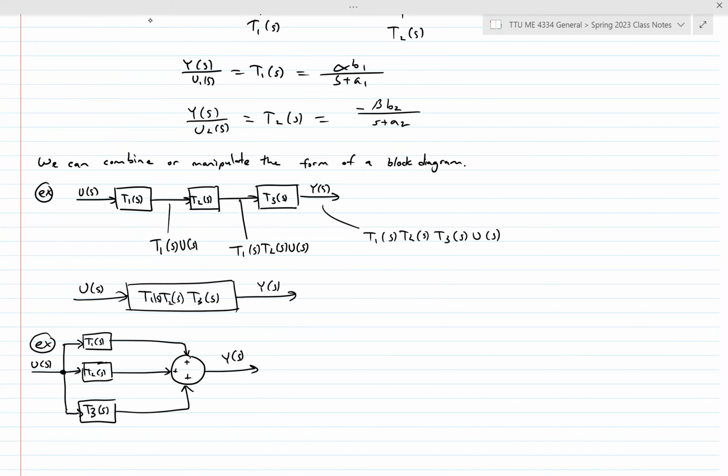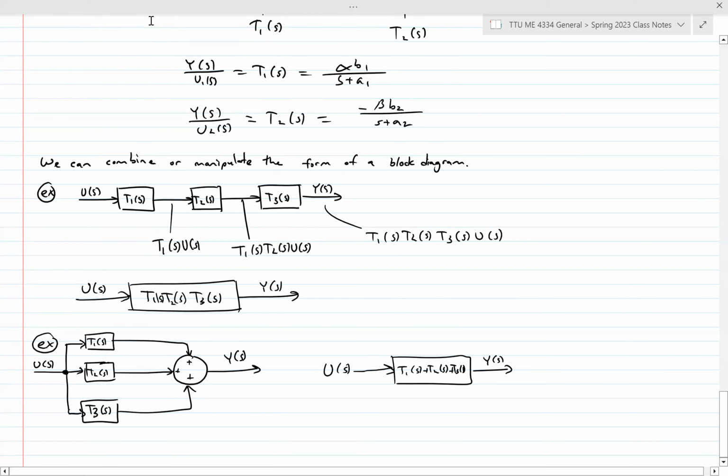Any ideas? If you don't have an idea, go through what we just did in the last couple of examples, right? Assign a signal to each one and solve for Y. So we have U of S going in, and it's multiplied by T1. It's also multiplied by T2. It's also multiplied by T3. And those are all adding together, right? We can just group them that way, just like we normally do when adding things. And that's going to be Y of S. All right, pretty straightforward.